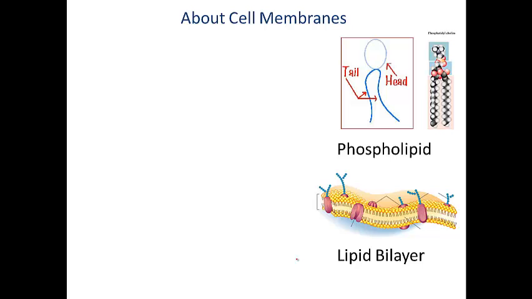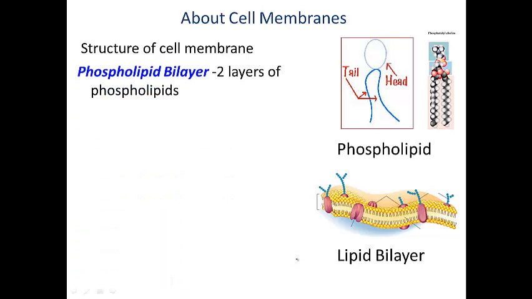Now, if you looked up close at the cell membrane, just that little line that we drew, you would see that the cell membrane looks a little bit more complicated. It is made of what is called a phospholipid bilayer. Okay? Phospholipids refer to this structure right here. It has a head and it has these two tails. This is considered a phospholipid.